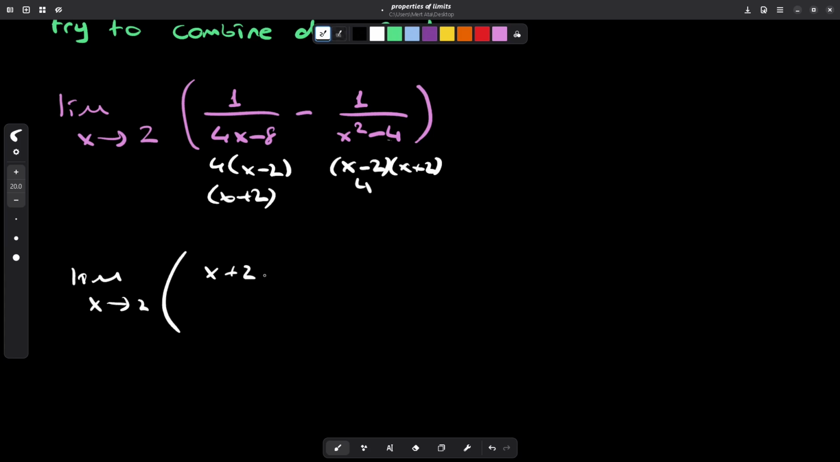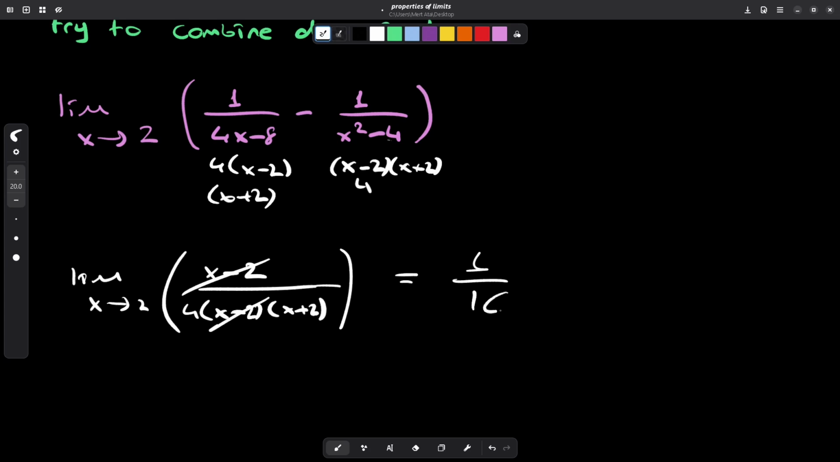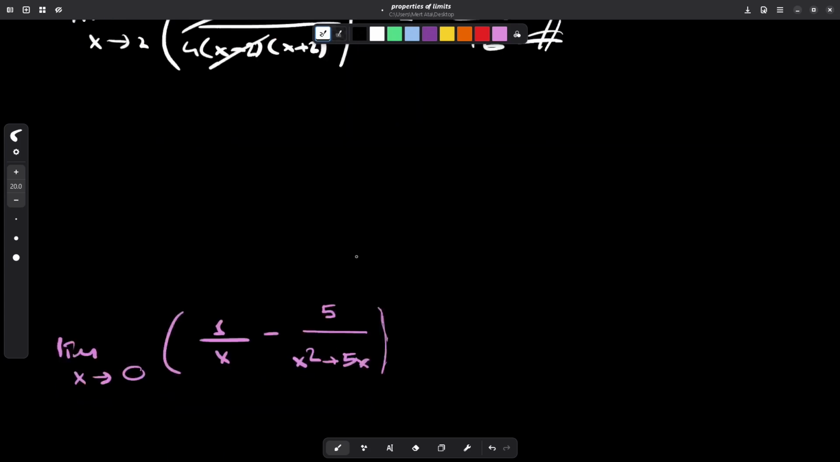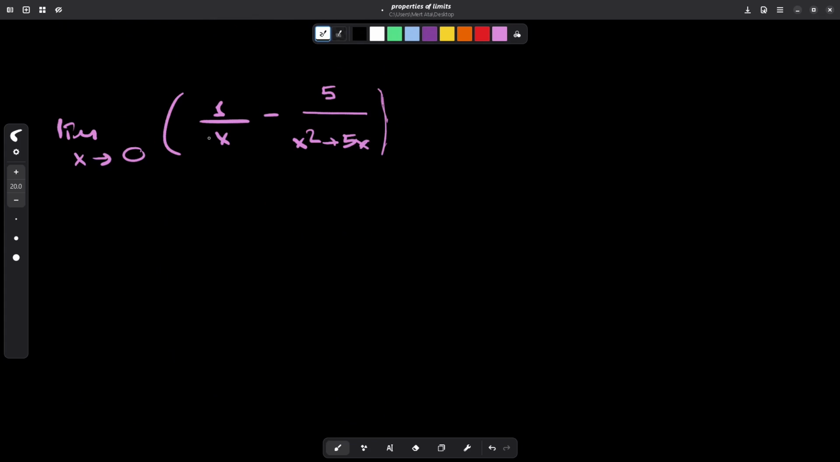So x plus 2 minus 4 over 4 multiplied with x minus 2 multiplied with x plus 2. My numerator is equal to x minus 2, because 2 minus 4 is negative 2. Cancel the x minus 2's, plug the 2 in, 4 multiplied with 4, 16, 1 over 16. Again, I am seeing 1 over 0, which is something I don't want to use, right? Because I cannot work with the limit properties.